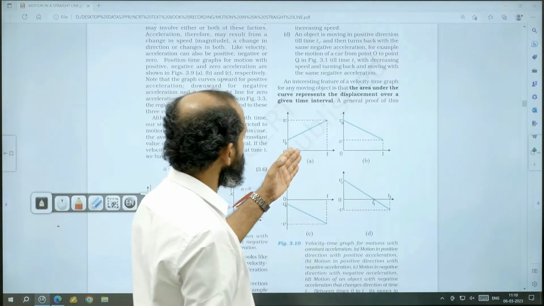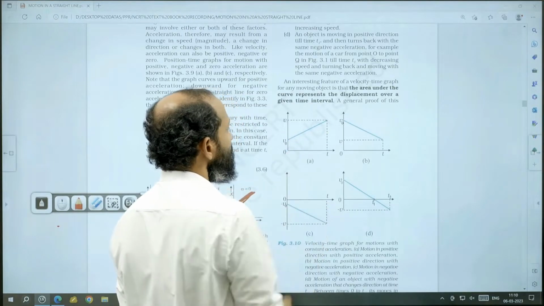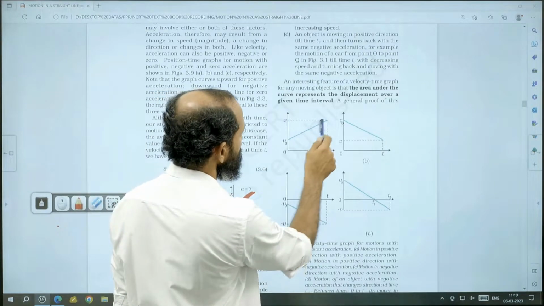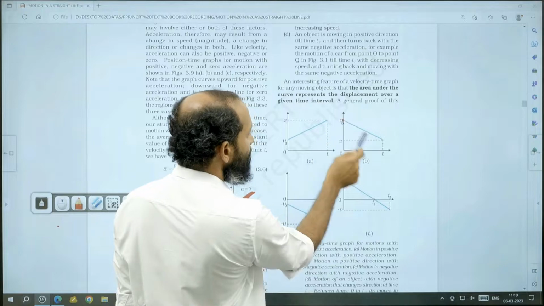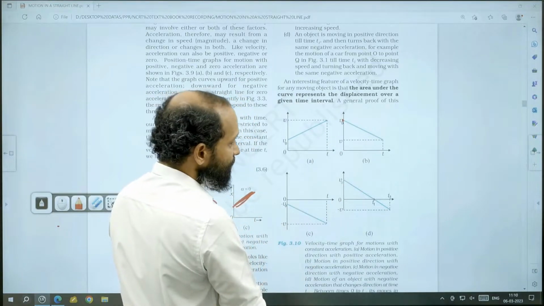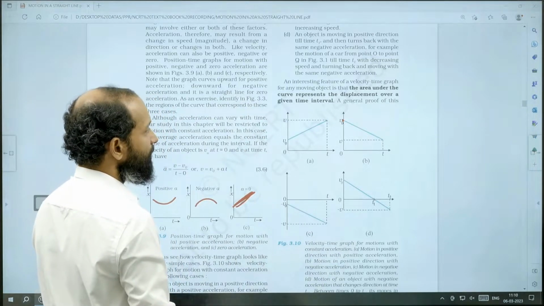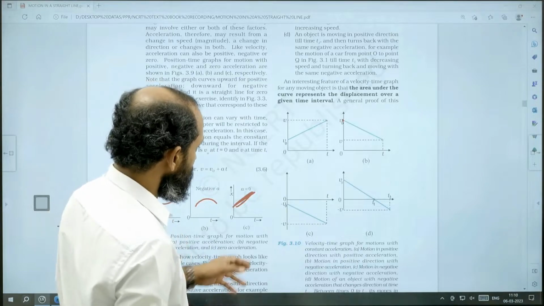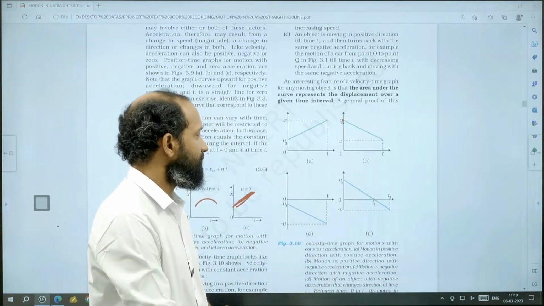Here this velocity time graph is also a straight line, but the initial velocity is not zero. Slope is constant, so acceleration is constant. Here the initial velocity is positive, but the slope is negative, so it is negative acceleration. Okay, speed decreases, the body retards. In this one, the slope is positive, so the body accelerates.